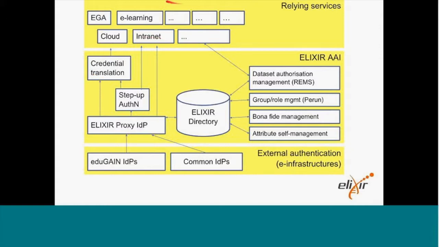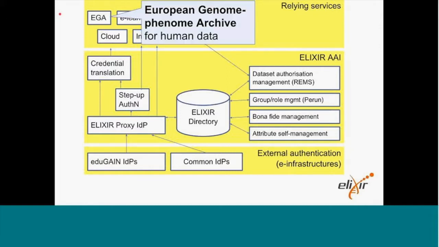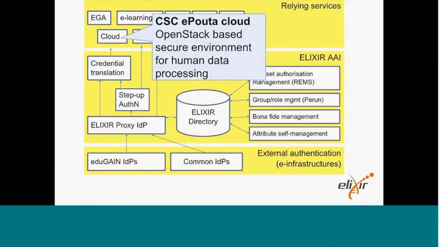And up here are the relying services, those ELIXIR services that make use of ELIXIR AAI for authentication and authorization. Some of the services are simple services like ELIXIR Internet, which many of you are probably familiar with, or e-learning services. But there are also some more complex services like EGA, that is the European Genome Archive for sensitive human data, and IaaS cloud environments like the CSC Pouta environment, where the datasets from EGA and other data archives are eventually processed. And this presentation will focus on these two relying services.